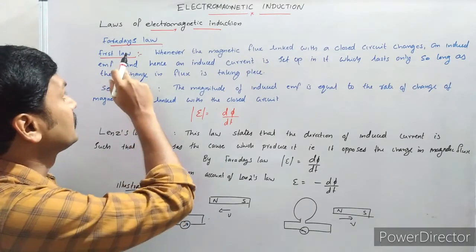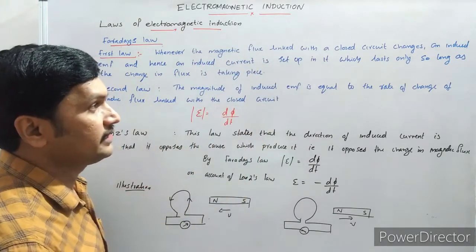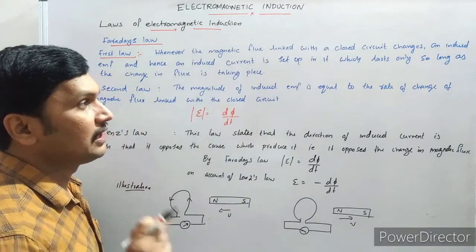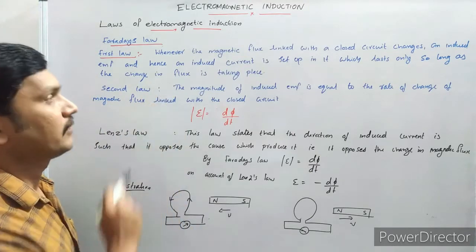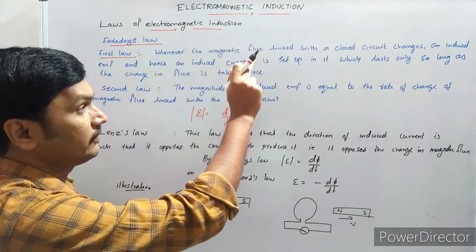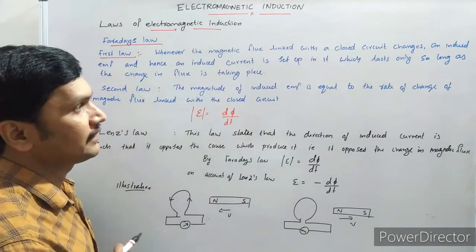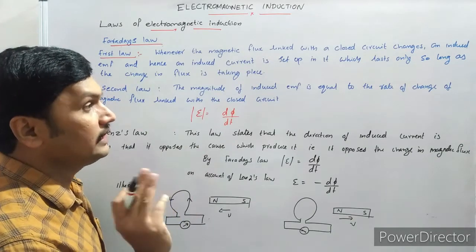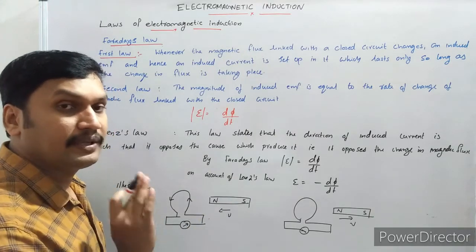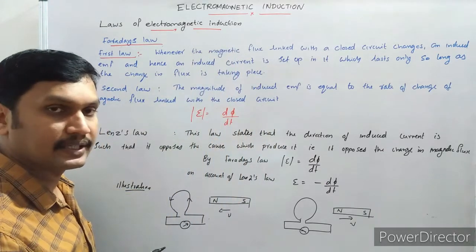The first law states that whenever the magnetic flux linked with a closed circuit changes, an induced EMF and hence an induced current is set up in it, which lasts only so long as the change in flux is taking place. That's the first law. When there is no change in flux, there won't be any induced EMF and induced current. This phenomenon, we know, we call electromagnetic induction.